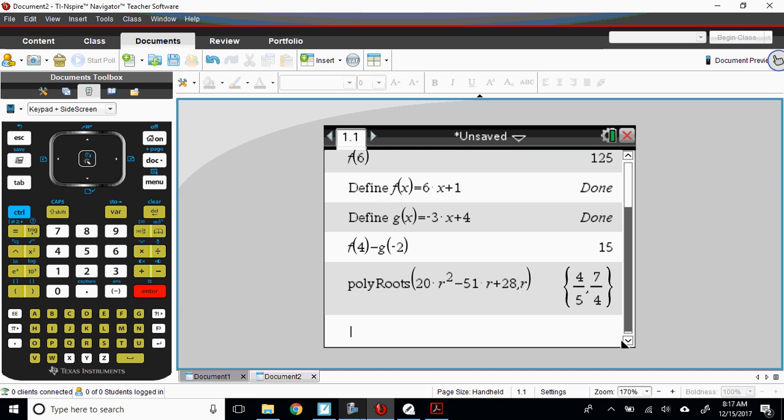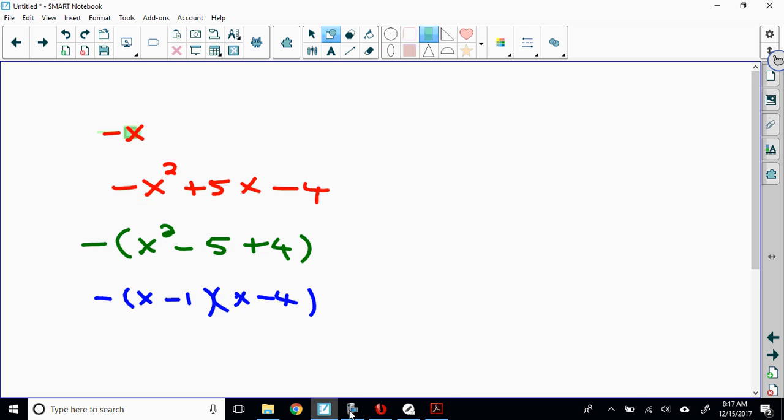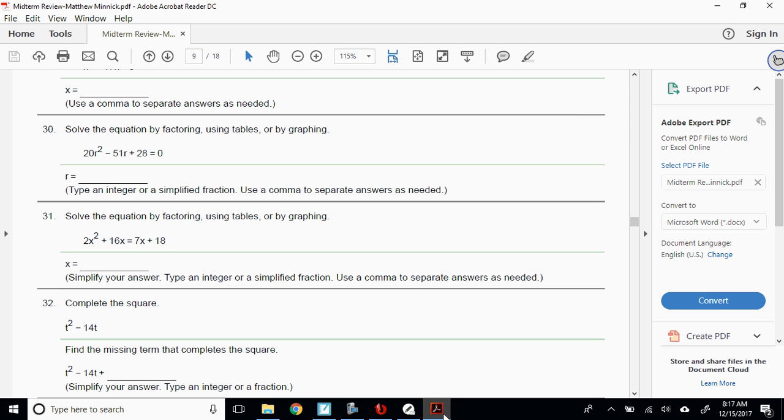Same thing for 31. You could punch that into the calculator. The answers to 31 are negative 6 and 3/2. And again, if you'd like to see any of these worked out at the end, I will gladly do that.